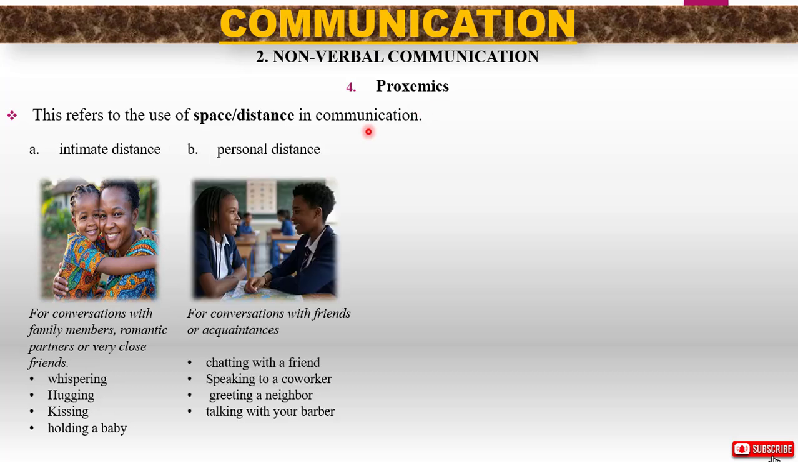Also, there is personal distance. It is used for conversations with friends or acquaintances. So if you are chatting with a friend, speaking to someone you work with, greeting a neighbor, or talking with your baba, you will maintain a personal distance and not an intimate distance. So if a teacher has intimate distance with students, it will be described as inappropriate. Personal distance is useful when we are talking with people who are just our friends.